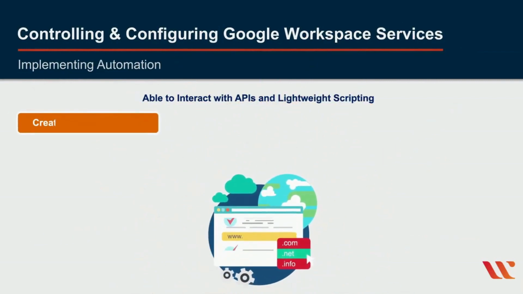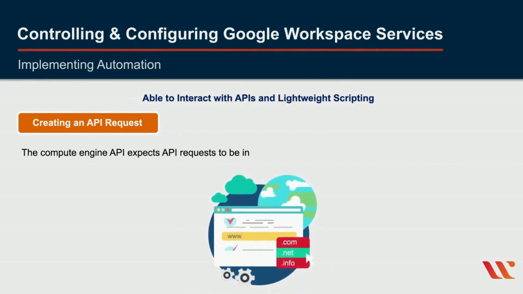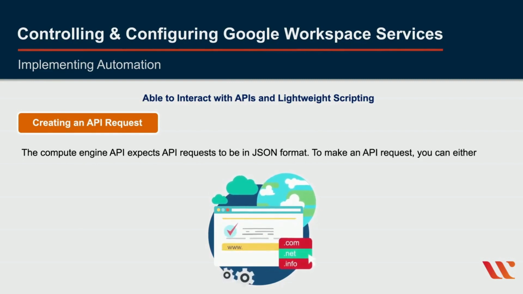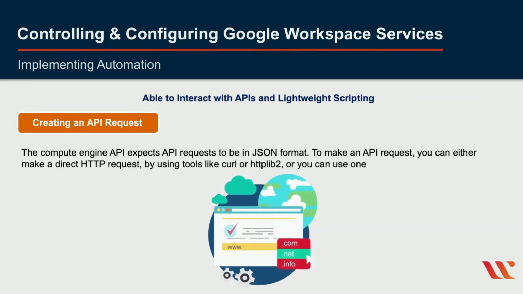Let us see about creating an API request. The Compute Engine API expects the API request to be in the JSON format. To make an API request, you can either make a direct HTTP request by using tools like curl or the httplib2, or you can even use one of the following client libraries.